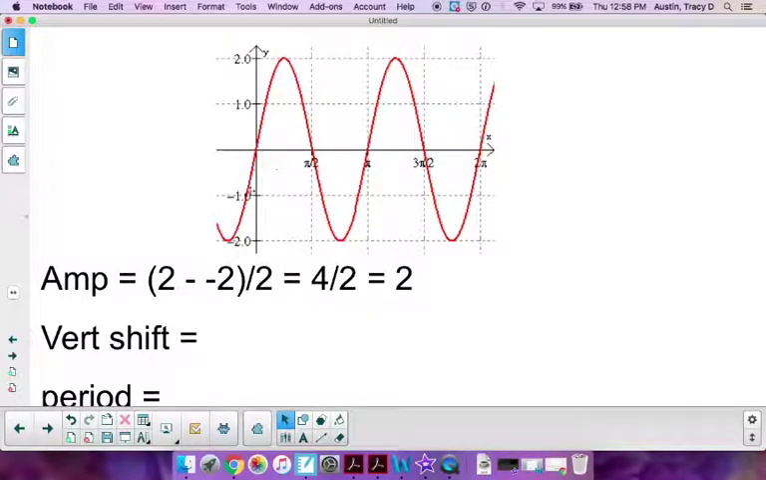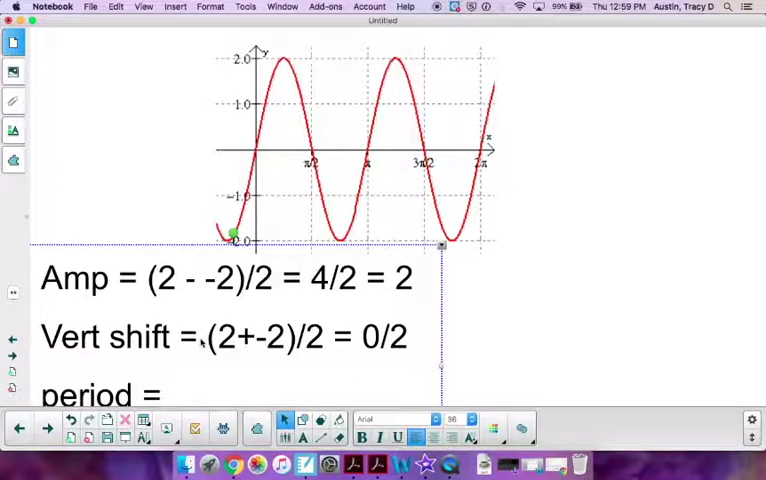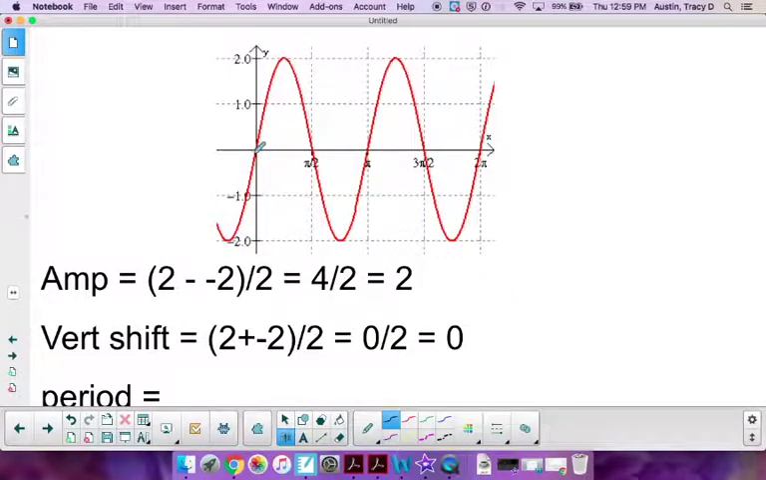Okay, same thing, just to prove that it in fact does start at 0 like we think it does. So 2 plus negative 2 divided by 2. So max plus min divided by 2. So that's going to be 0 divided by 2, which is in fact 0. So there is no vertical shift. It does actually start at 0 like we think from the equation.